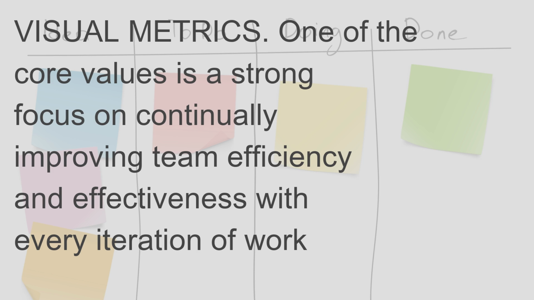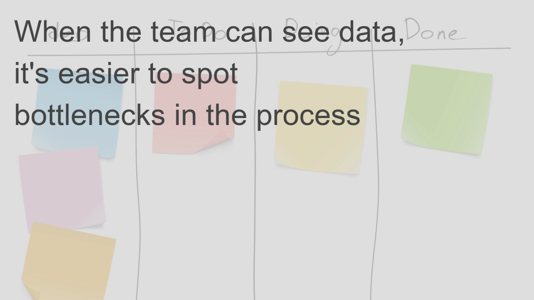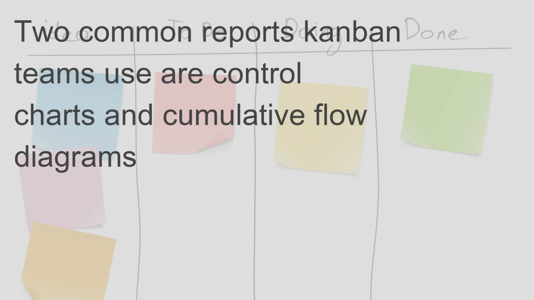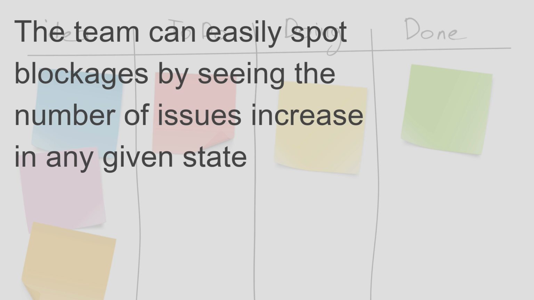Visual metrics. One of the core values is a strong focus on continually improving team efficiency and effectiveness with every iteration of work. Charts provide a visual mechanism for teams to ensure they're continuing to improve. When the team can see data, it's easier to spot bottlenecks in the process. Two common reports Kanban teams use are control charts and cumulative flow diagrams. A cumulative flow diagram shows the number of issues in each state. The team can easily spot blockages by seeing the number of issues increase in any given state.